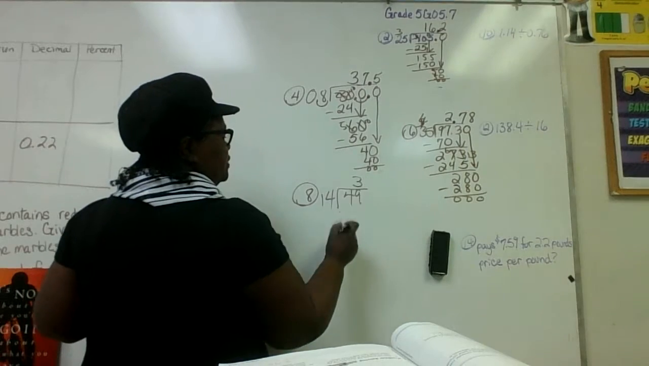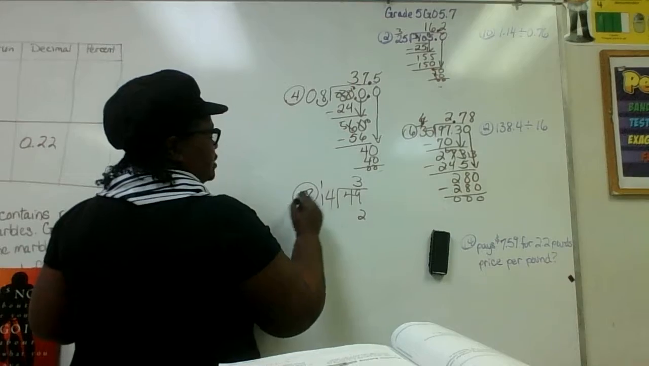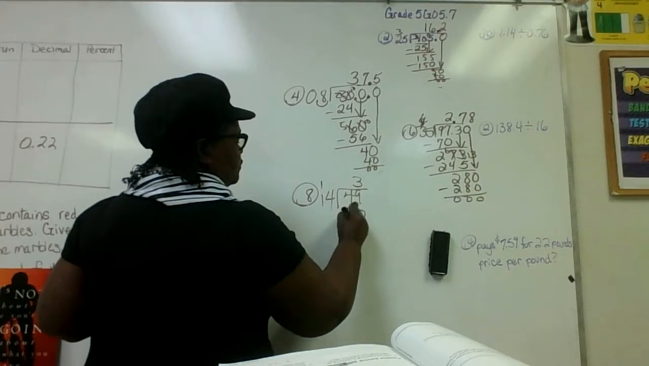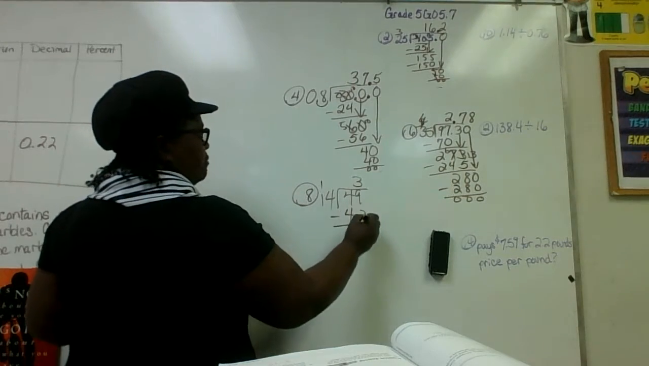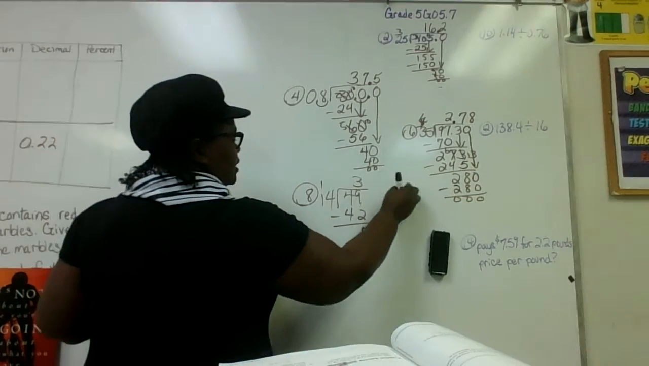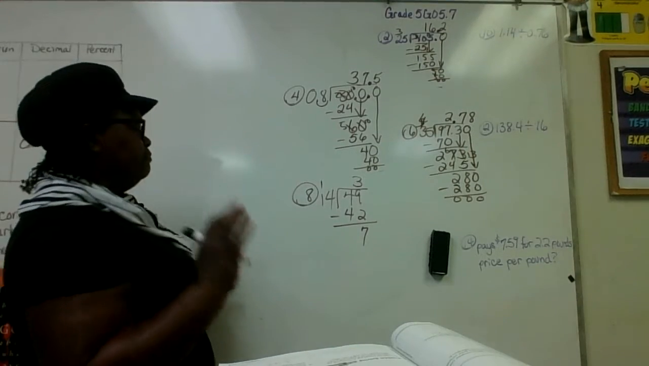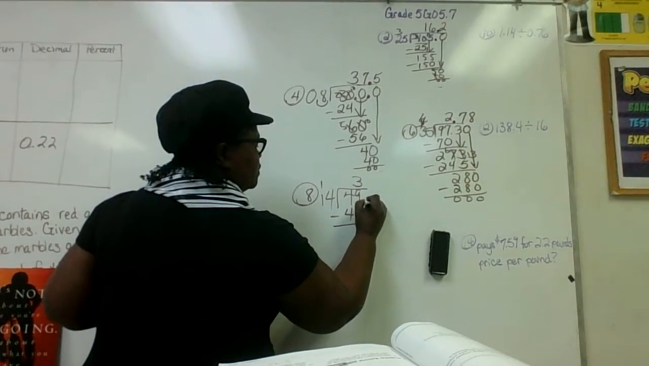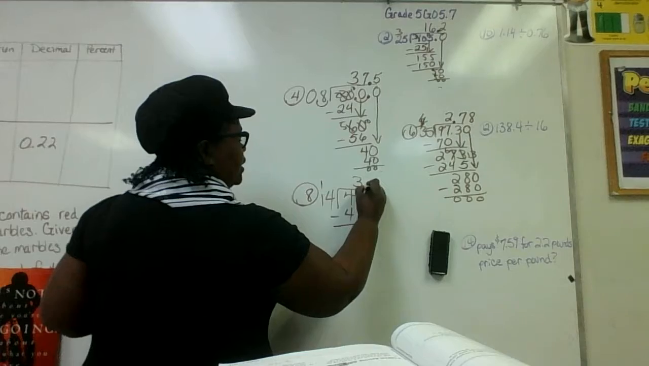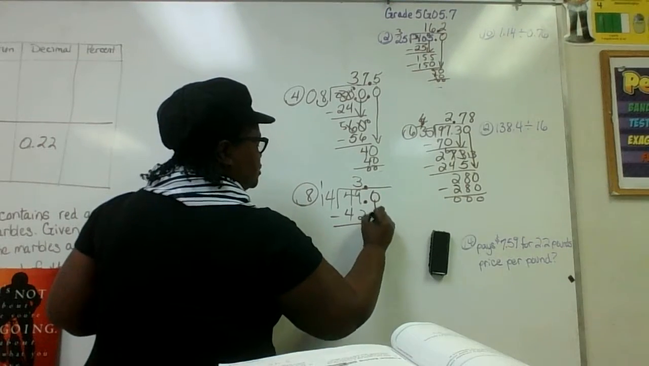The answer is 3. 3 times 49. 3 times 4 is 12. 3 times 1 is 3, plus 1 is 4. We subtract. 9 minus 2 is 7. We have a remainder. So we do what? Decimal point. So we put a decimal point here. We put a decimal point here. It's at the end. We add a 0 and we can continue.